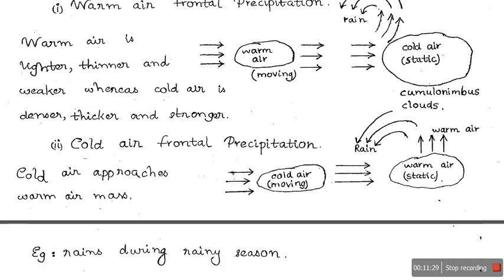In a similar way, there are two types: warm air frontal precipitation and cold air frontal precipitation. The difference is that in warm air frontal precipitation the warm air mass is moving and the cold air mass is in a static position. Whereas in cold air frontal precipitation, the cold air is moving and the warm air mass is in a static state.